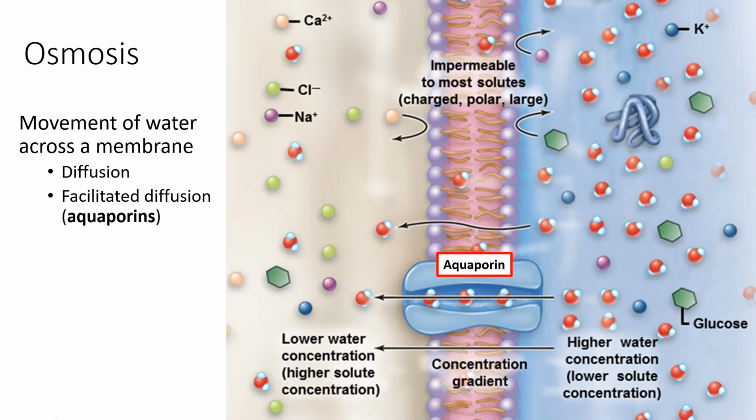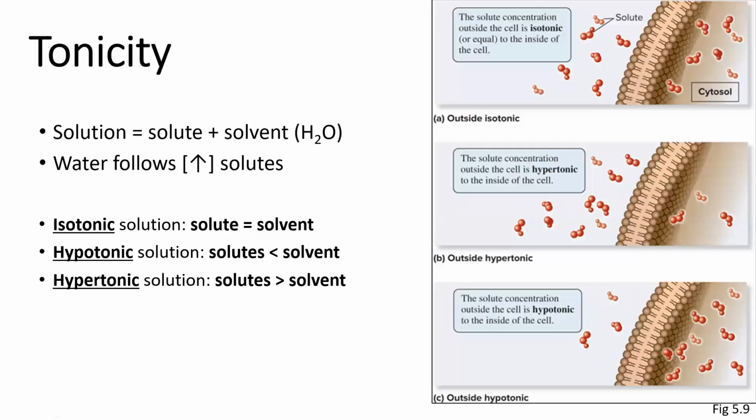So aquaporins are the specialized transmembrane or integral proteins that are responsible for moving water in and out of the cell. All right. Another important concept is tonicity. And tonicity has to do with the way water moves. Water in a biological organism, in a living organism, moves due to the solute concentration.